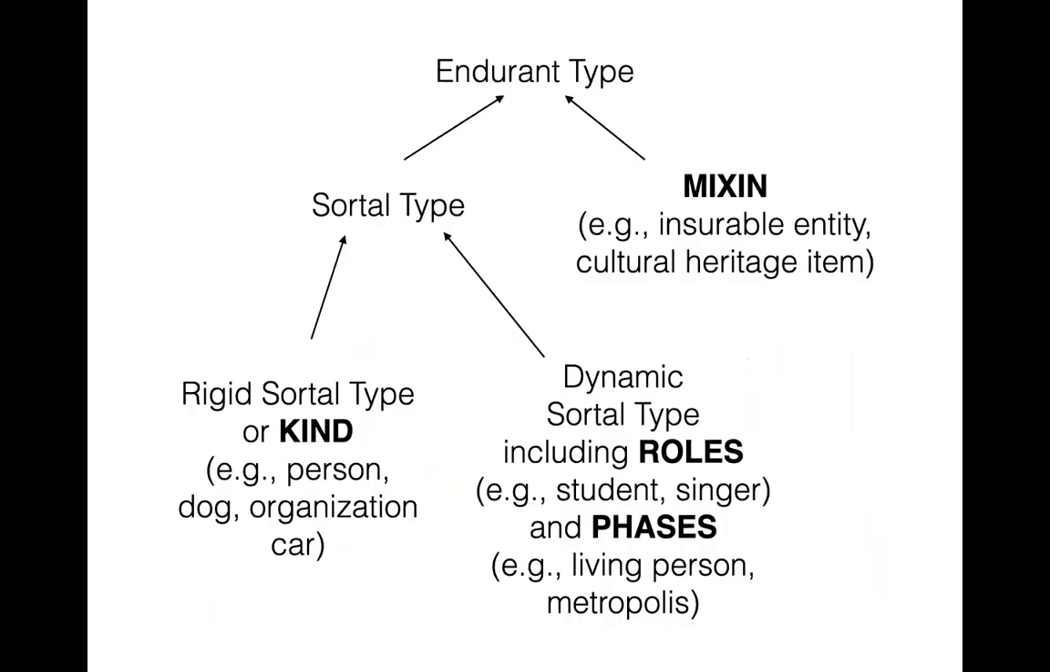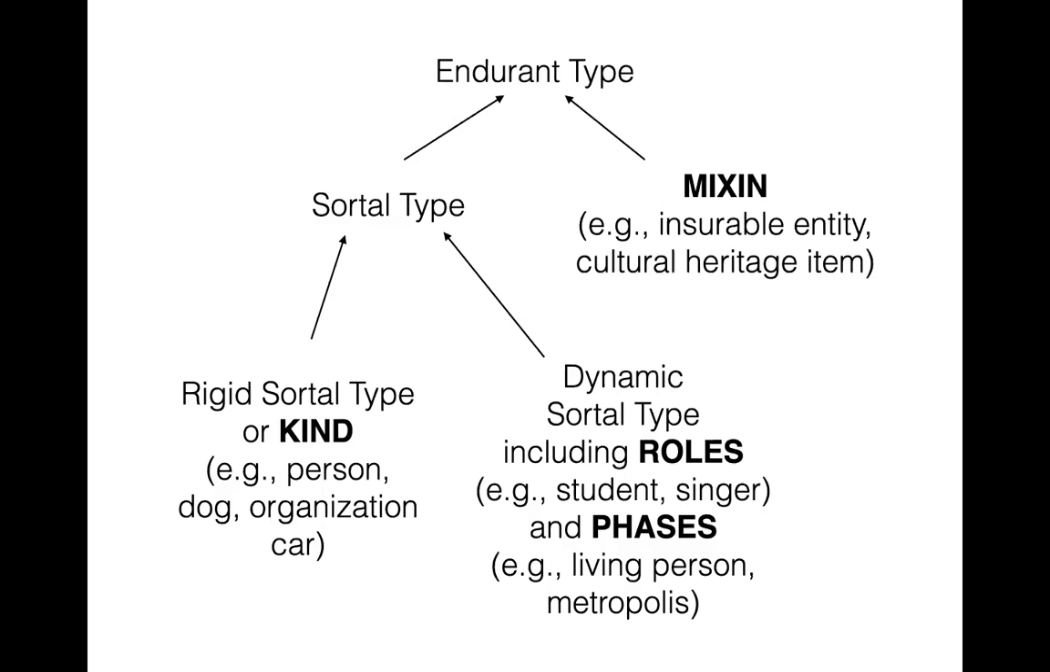Okay. So here is a tiny piece of the ontology behind the language, right? We have here this notion of type, which we make a distinction between what's called a sortal type. A sortal is basically either a kind or a specialization of a kind, right? So here, kinds are typically, in most conceptualizations, these things: person, dog, organization, car. We have roles like student, singer, phases like living person or metropolis, which is a phase of a city, right? After you cross a populational threshold.